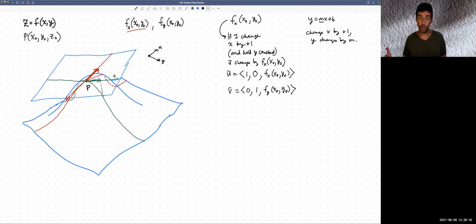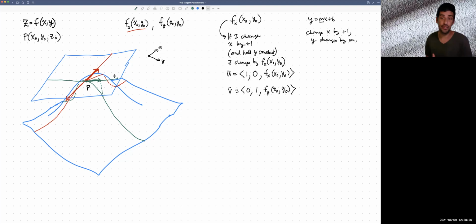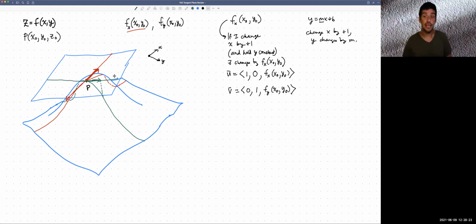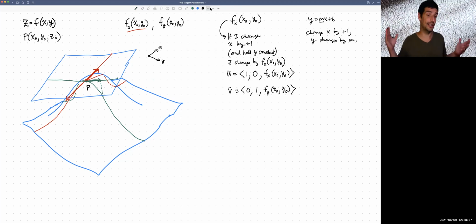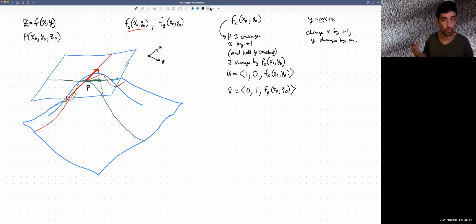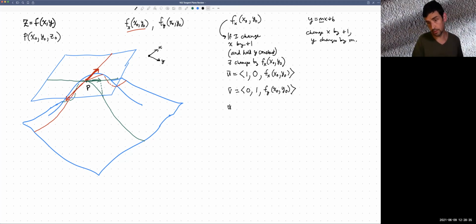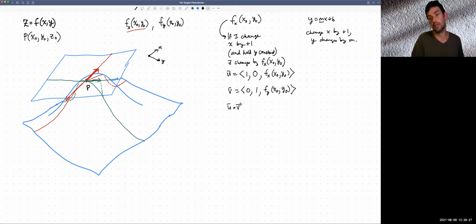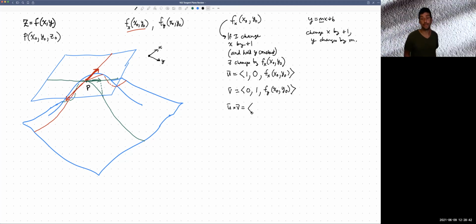Well, what do we need for a plane? We need a point and we need a normal vector. We already have the point. We know we want to be at the point P. What we need is the normal vector. And to get the normal vector, I need 2 vectors in the plane. I can take their cross product, right? This is one way that we can get the normal vector. I've got these two vectors in the plane, okay?